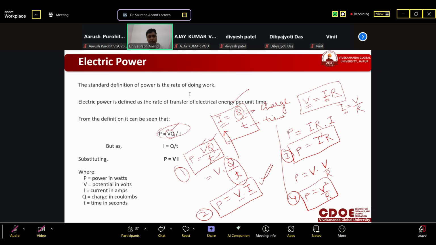So you have to remember only one, right? That is P is equal to VI. The first formula should be written as VQ upon T. This is the first formula. Second is P is equal to VI. So if you remember two, you can find the remaining two also. So you will have completely four formulas to calculate the power. Okay.